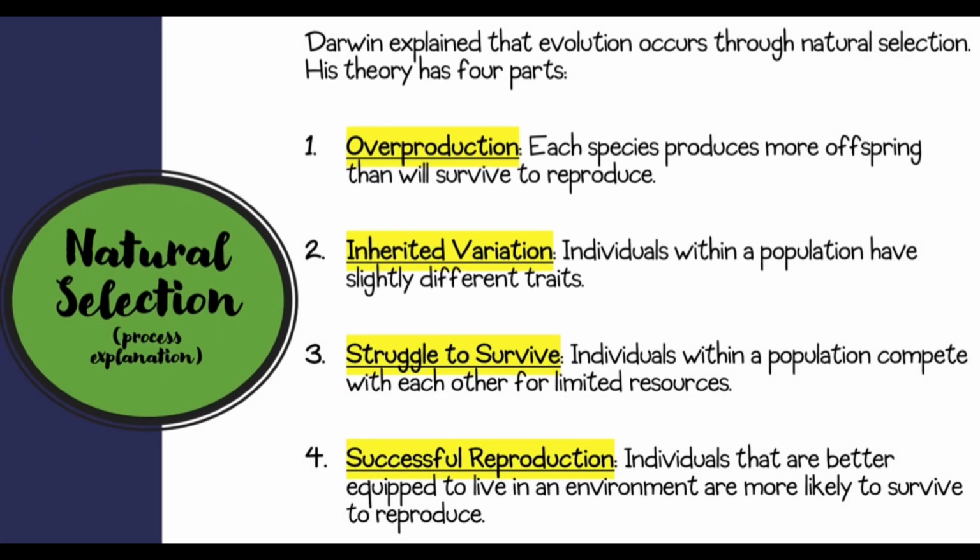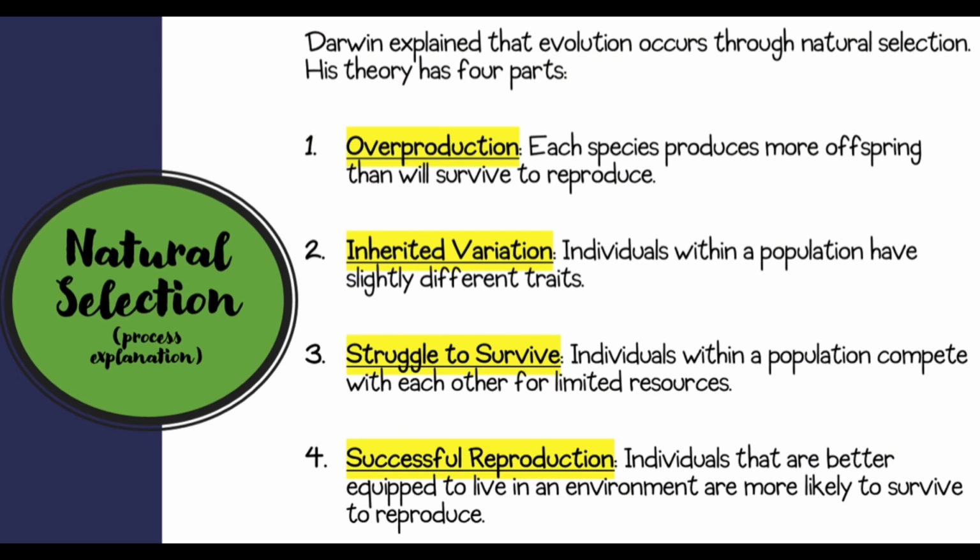Darwin explained that evolution occurs through natural selection, and there are 4 parts: overproduction, inherited variation, struggle to survive, and successful reproduction. Overproduction is each species produces more offspring than will survive to reproduce. Inherited variation is individuals within a population have slightly different traits.